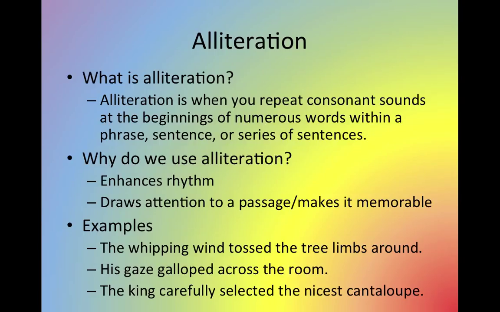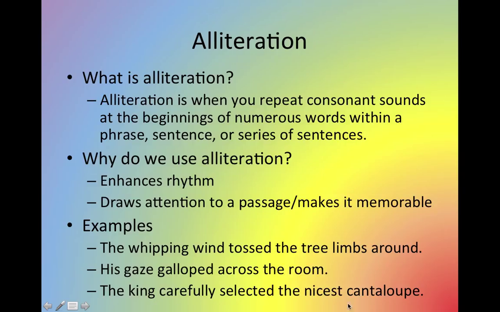The whipping wind tossed the tree limbs around. So let's look at what's the repeated consonant sound here. First, we have the repeated W with whipping wind. And then we have the repeated T with tossed tree limbs. All right, let's look at the second one. His gaze galloped across the room. So here we have the repeated G, gaze and galloped. And this is also an example of metaphor, because galloped is not something that gaze can do.